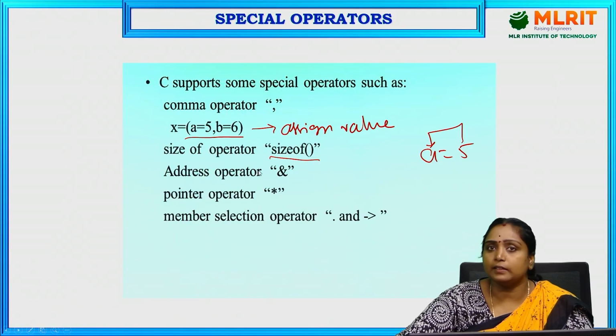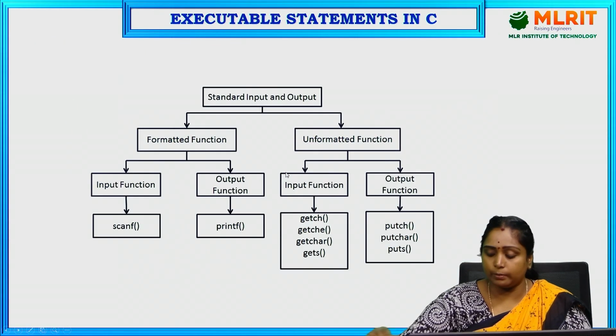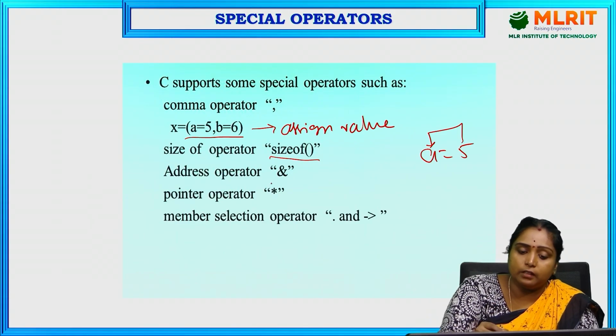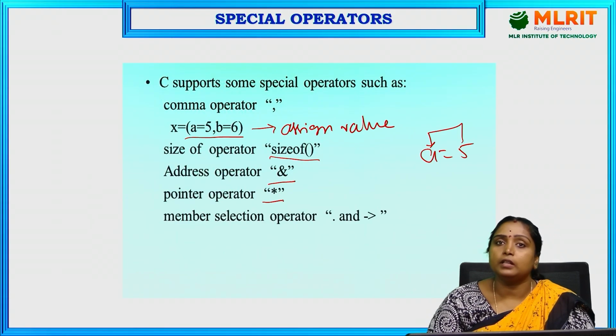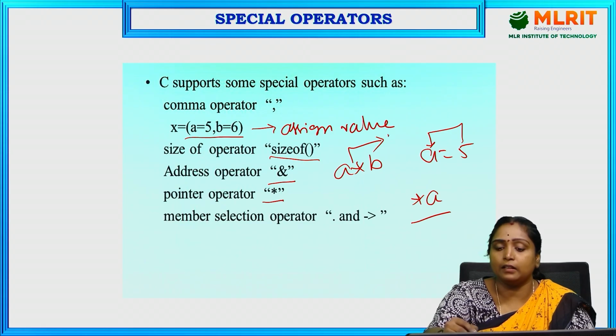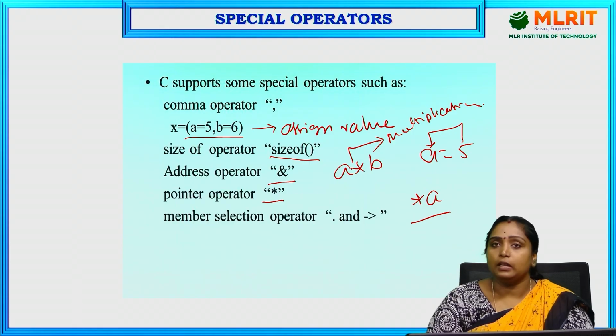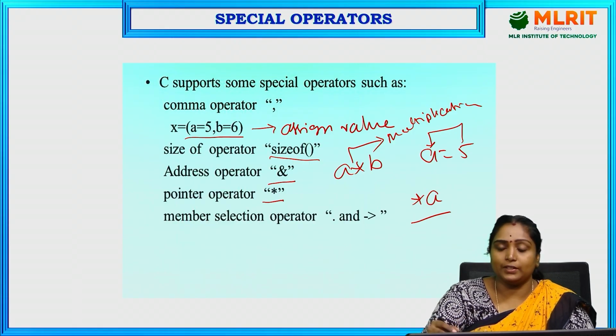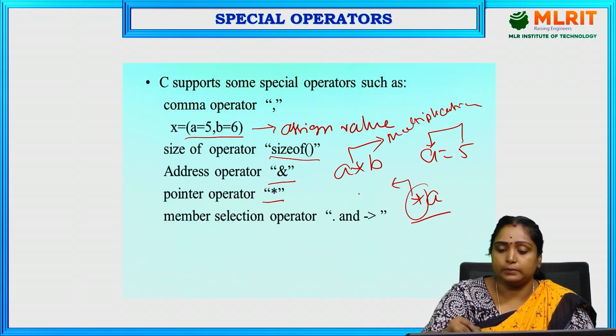The next operator is the address operator. In order to find the address of a variable, we use the address operator. Then the pointer operator, which is the asterisk. We use star for the multiplication of two numbers as well as the pointer operator. The pointer operator comes with unary operators, like only with star a. When it comes to a into b, the star acts as a multiplication operator, used to multiply any two numbers. But when it comes with only one variable, it acts as a pointer operator.